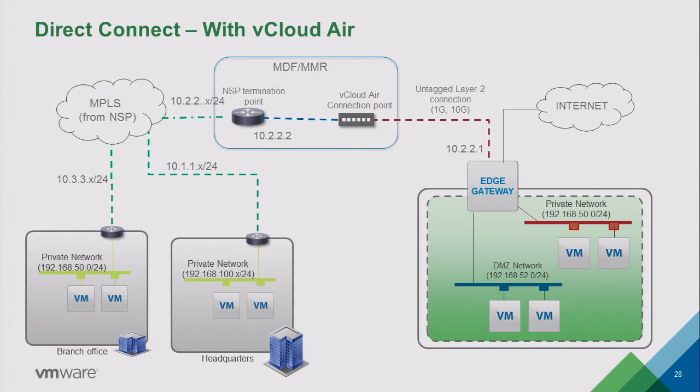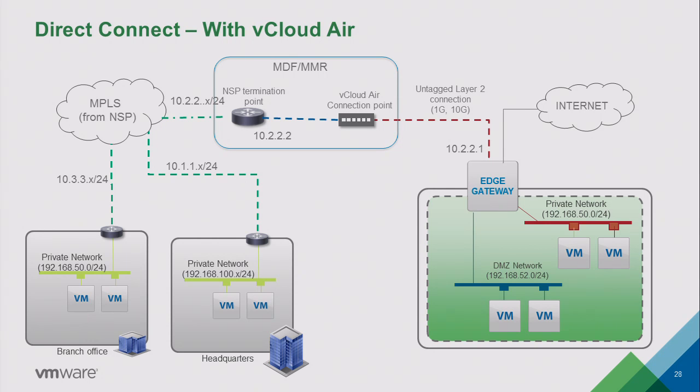In this case, a customer has two locations. There's a branch office and there's a headquarters connected via an MPLS connection going into the third segment, which is the vCloud Air instance. And they have three networks, right? So the 10.1.1 is connected to the corporate side, 10.3.3 is connected to the branch office side, and 10.2.2 is going into the vCloud Air side.